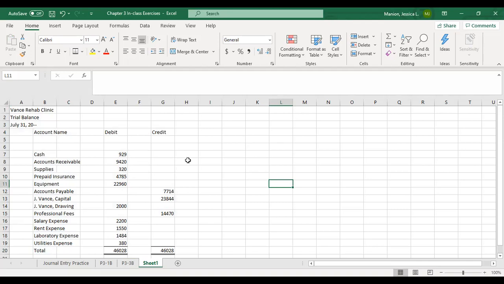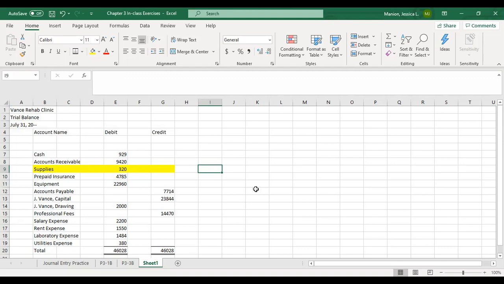Some of these accounts that we would adjust normally. Supplies, this is one. In this problem, these were July transactions. So we bought $320 worth of supplies at the beginning of the month. Now we're at the end of the month and we no longer have $320 worth of supplies left. We've used up some of those supplies. So we need to adjust this account for the amount that has been used up.